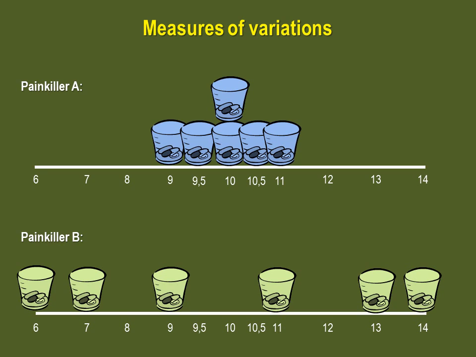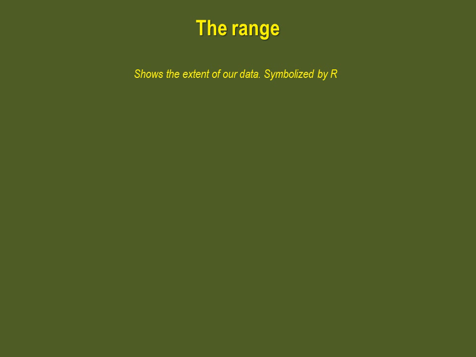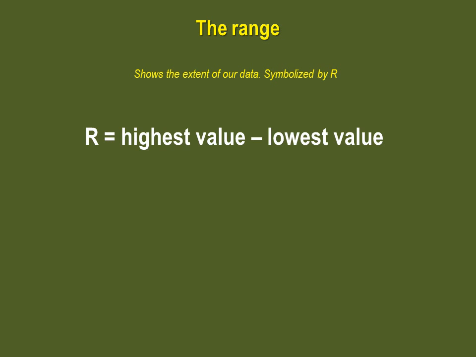To describe the variability of a data set, we can use three different measures: the range, the variance, and the standard deviation. We will start with the range, which is the simplest of these measures. The range shows the extent of the distribution. To calculate it, we subtract our lowest value from our highest value.